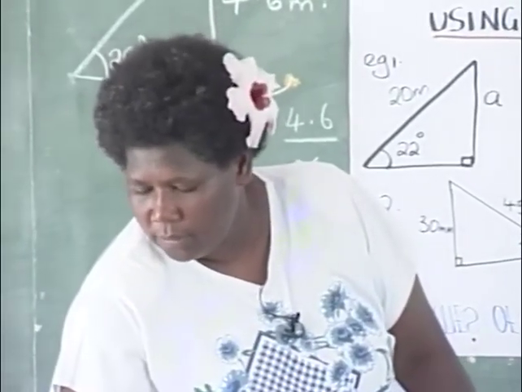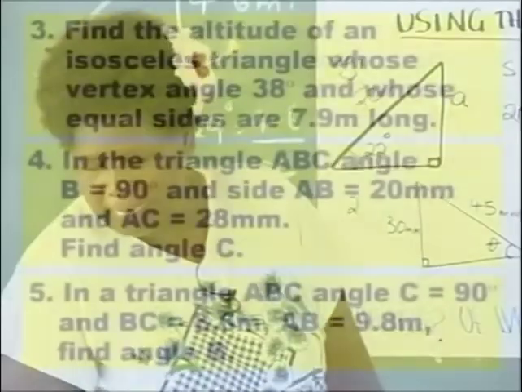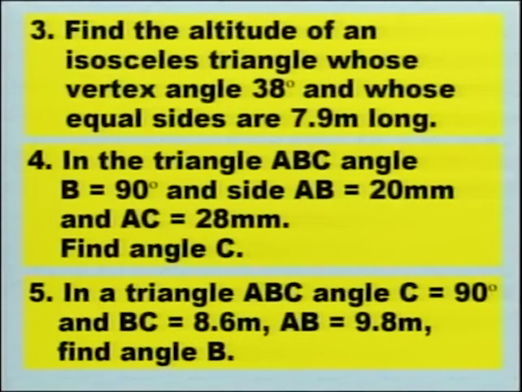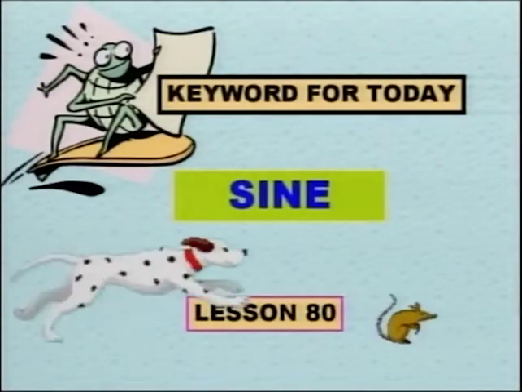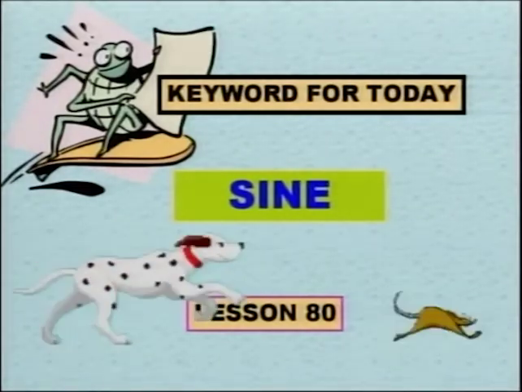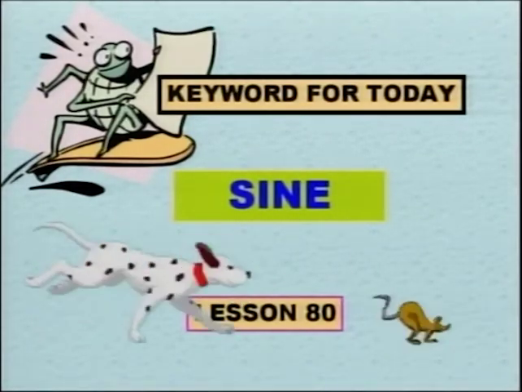For homework, you are going to do questions 3, 4, and 5. And that's it. 3 questions for homework. The shortest homework I've ever given. The keyword is sine.